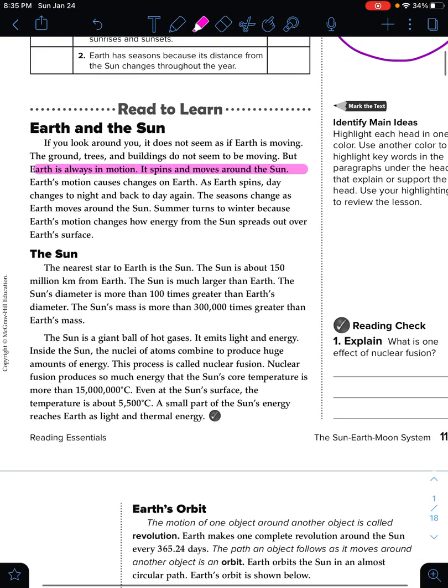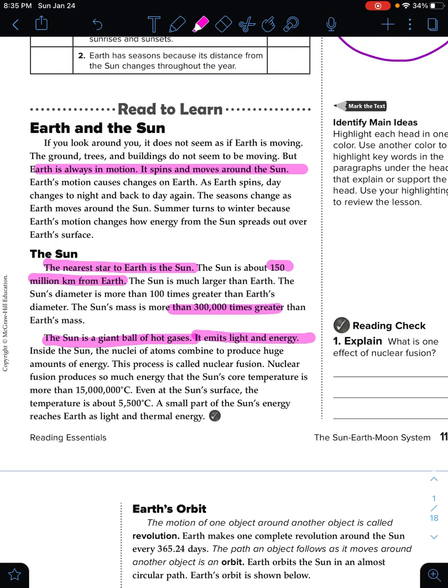The sun. The nearest star to Earth is the sun. It is about 150 million kilometers from Earth. The sun is so much larger than Earth. The sun's diameter is more than 100 times greater than Earth's diameter. The sun's mass is more than 300 times greater than Earth's mass. The sun is a giant ball of hot gases. It emits light and energy.